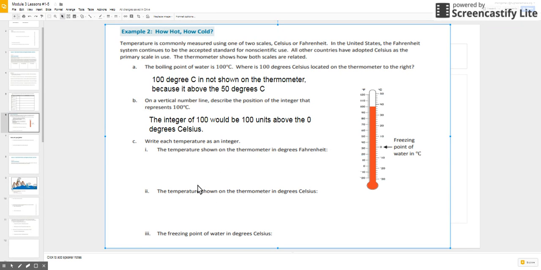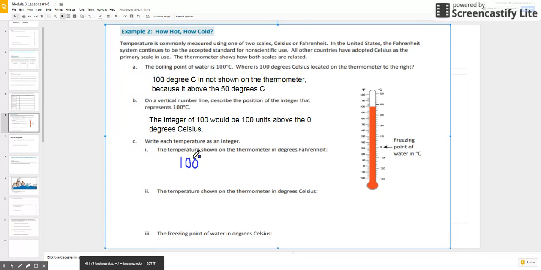Let's look at C. It says write each temperature as an integer. So now we're just going to come up with the integer answer based on what they're asking us. It says the temperature shown on the thermometer in degrees Fahrenheit. So if we look at this red mark right here, this is the temperature on the thermometer. If we look at it on the Fahrenheit side, this is right at 100 degrees. Since it's above 0 on the Fahrenheit side, that would be a positive 100 degrees. So we just simply write 100.